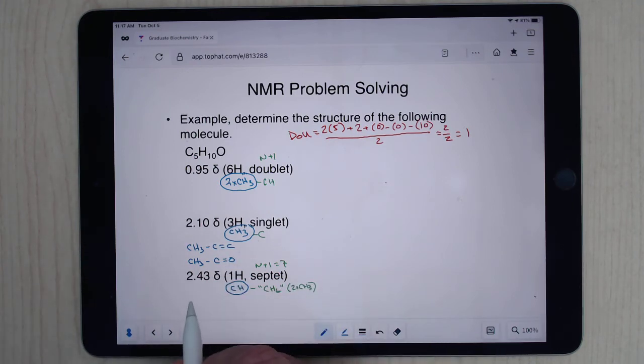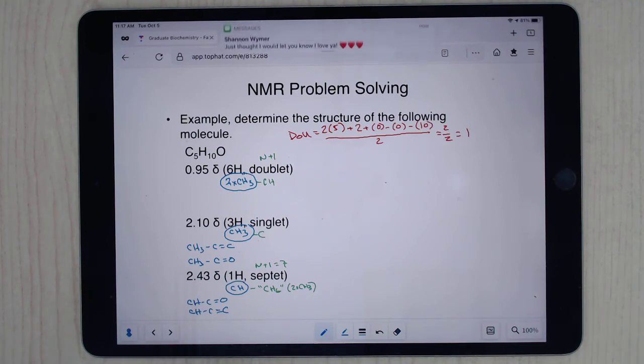Down here, this could either be a CH next to a C double bond O, or a CH next to a C double bond C. We can't really tell, so we need to make an educated guess. One thing about an alkene is that you're most likely going to have at least one hydrogen on that alkene. It's not going to be completely substituted.